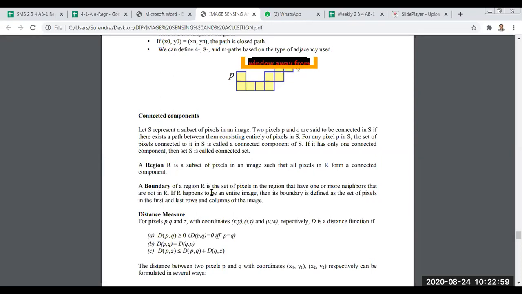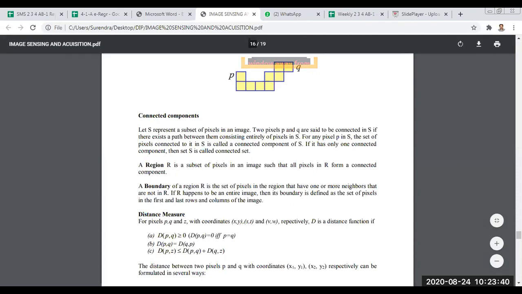So the boundary of a region R is the set of pixel values in that region that have one or more neighbors that are not in the same R, whether region 1 or region 2, or subset 1 or subset 2. If we consider pixel P in region 1 or subset 1 and Q in subset 2 or region 2, Q should not be in R1, but Q must be adjacent, a neighbor, of R. Then only it is called a boundary. That is region and boundary.